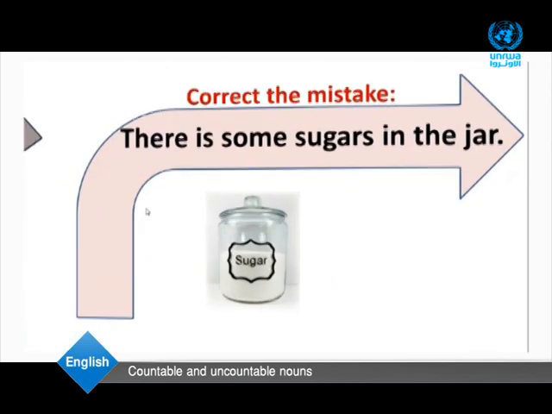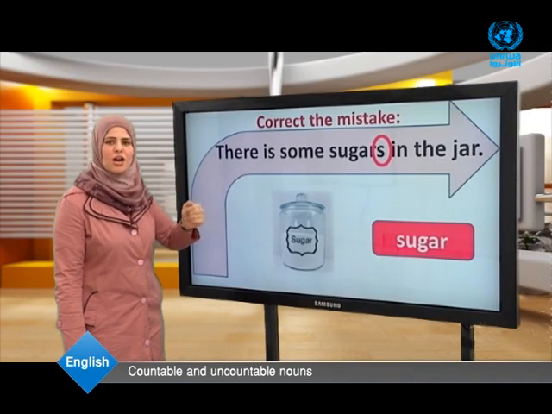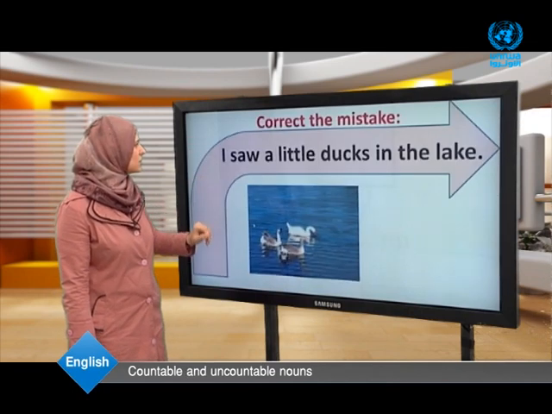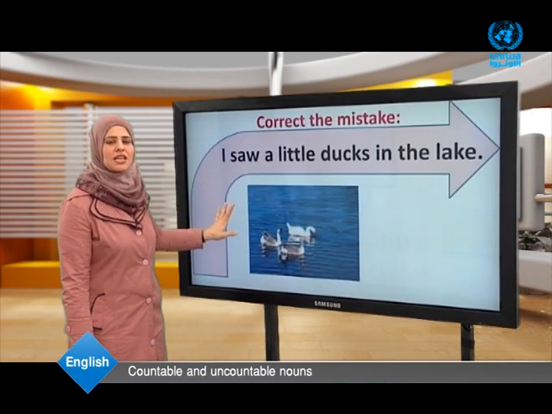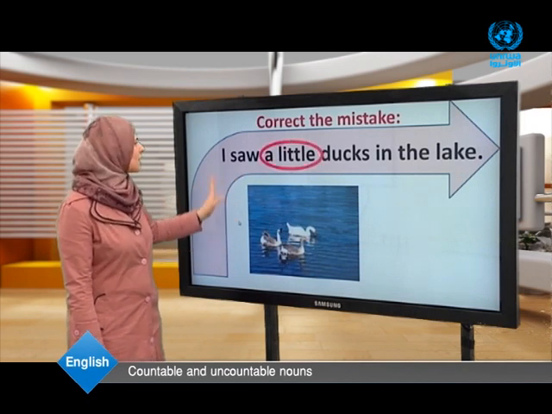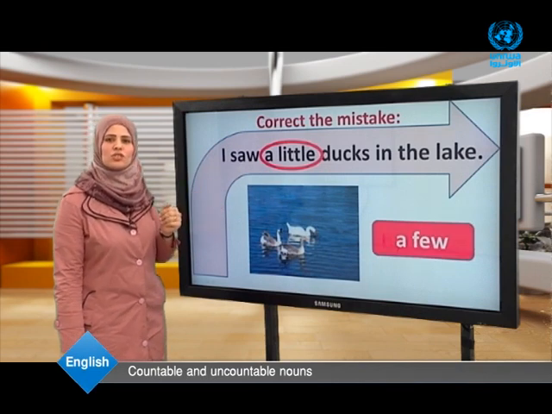Let's go on. Look, dear students, there is some sugars in the jar. This is wrong. There is some sugar in the jar. Let's go on. I saw a little ducks in the lake. This is wrong. Correct the mistake. The answer is I saw a few ducks in the lake.